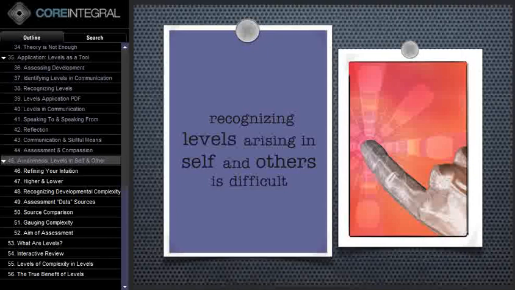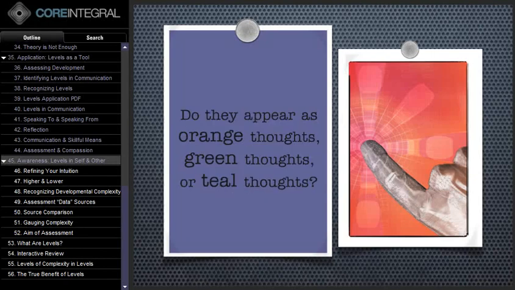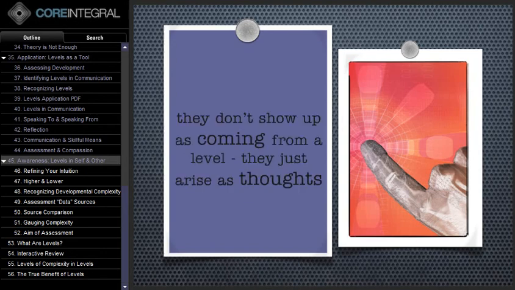But recognizing levels arising in self and others is difficult. Consider the thoughts, feelings, and emotions arising for you in this very moment. Do they appear as orange thoughts, green thoughts, or teal thoughts? No, they don't show up as coming from a level. They just arise as thoughts, emotions, and feelings.